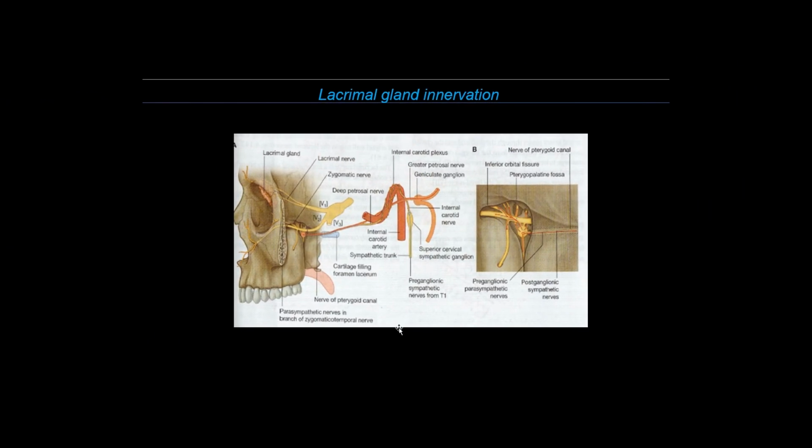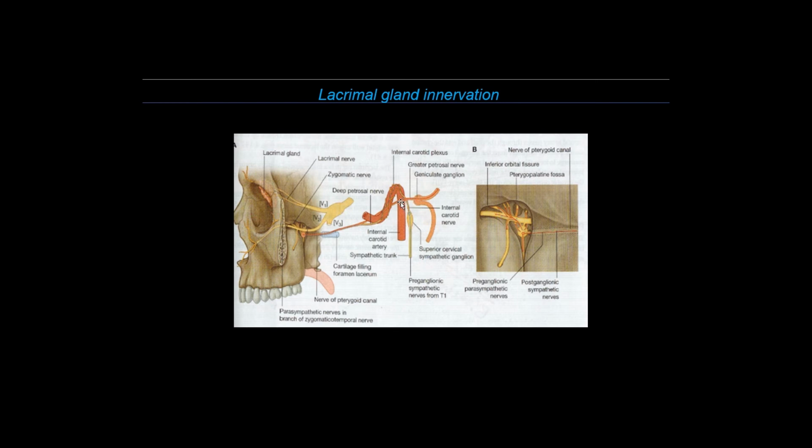Now, this is a magnified view of the innervation of the lacrimal gland, which we just talked about. Here, you can see the geniculate ganglion and the facial nerve passing through the facial canal. You can see a branch called the greater petrosal nerve popping off from the geniculate ganglion from the facial nerve, and the preganglionic parasympathetic neurons, which we talked about, coming off from superior salivatory nucleus, they'll be passing through the greater petrosal nerve.